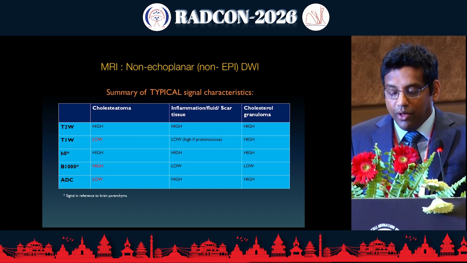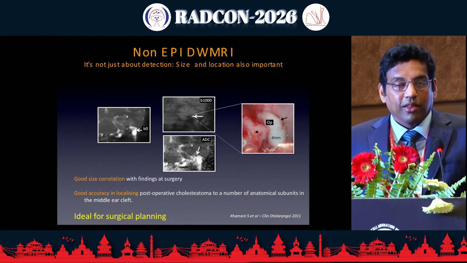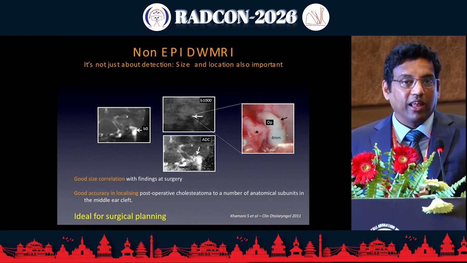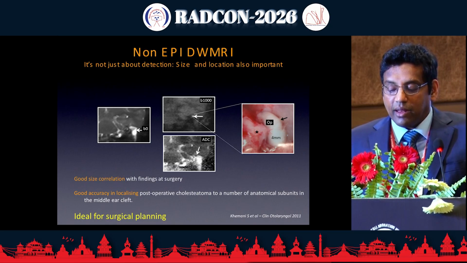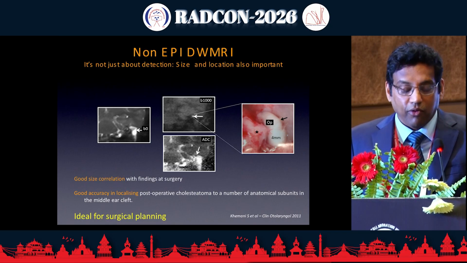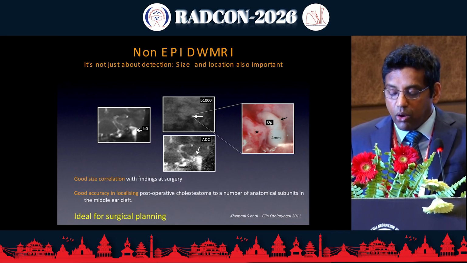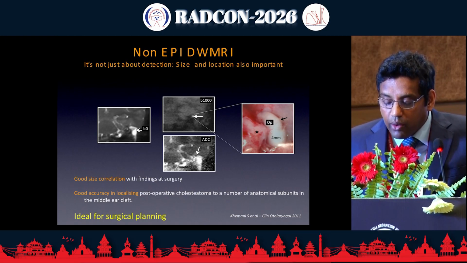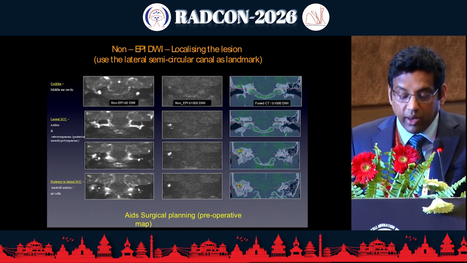Okay. So now it's not just about detection, yeah? There's more value for DWI than just detecting cholesteatoma. You can actually depict the size and location, especially for surgical planning. So this patient has high B0, but only a small bit of it has high B1000 and low ADC values. Only a small bit of that is cholesteatoma, and that corresponds to a 4 millimeter cholesteatoma. The rest of the things around it is non-cholesteatoma.